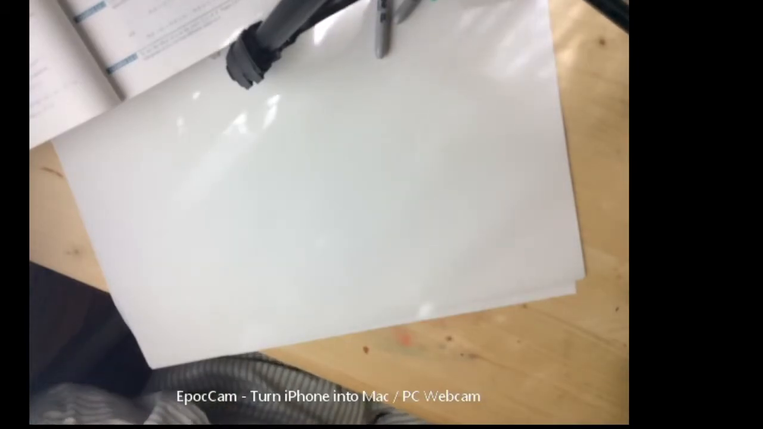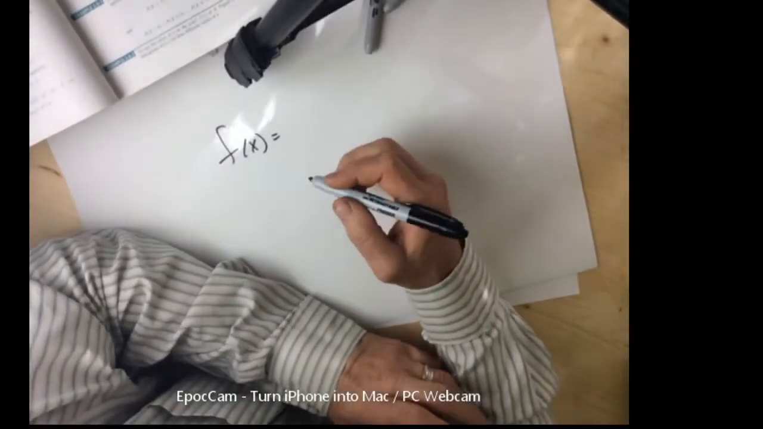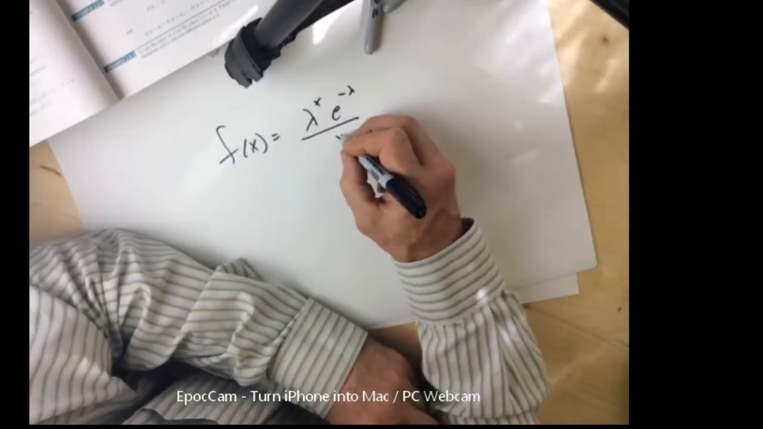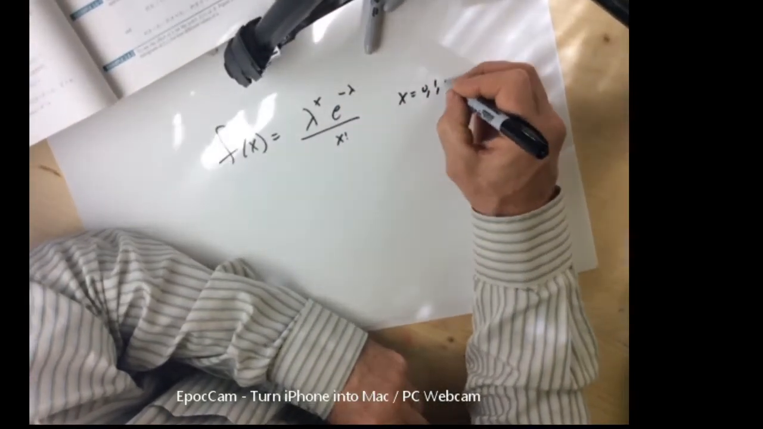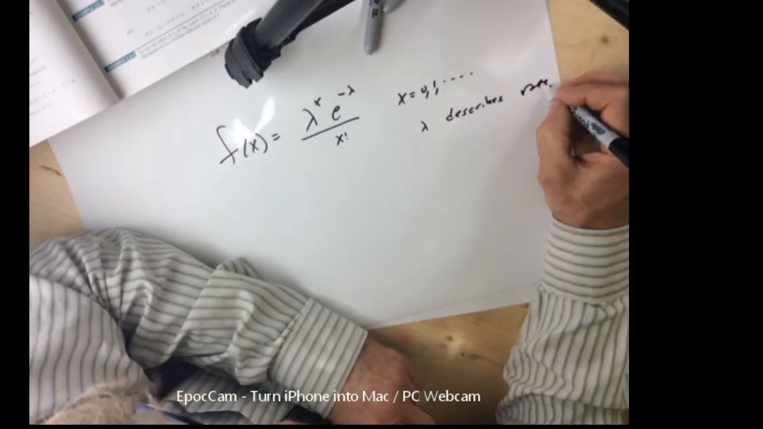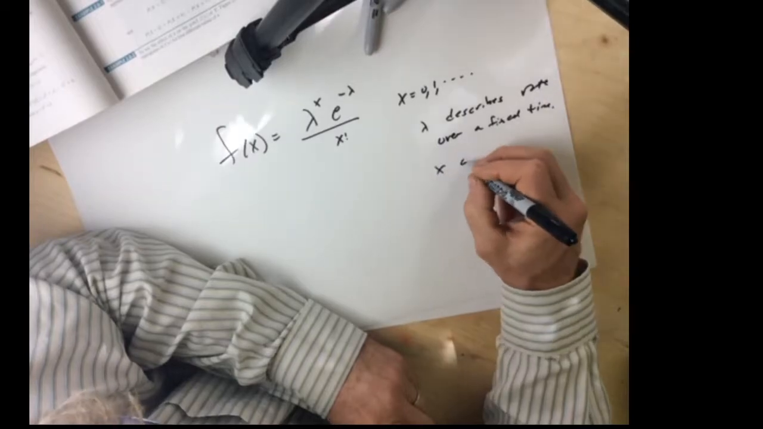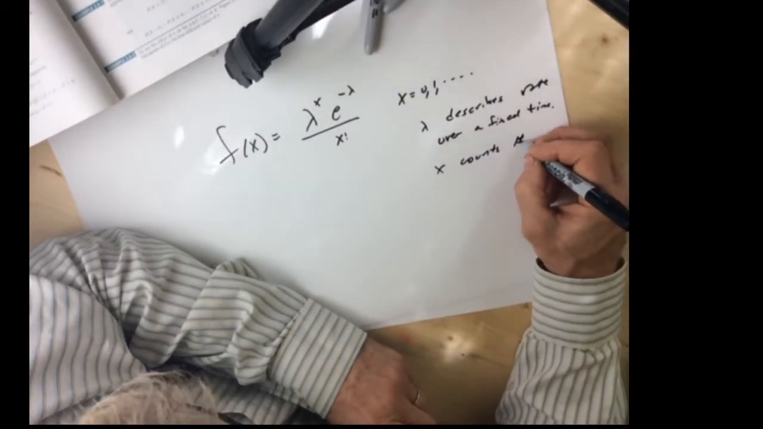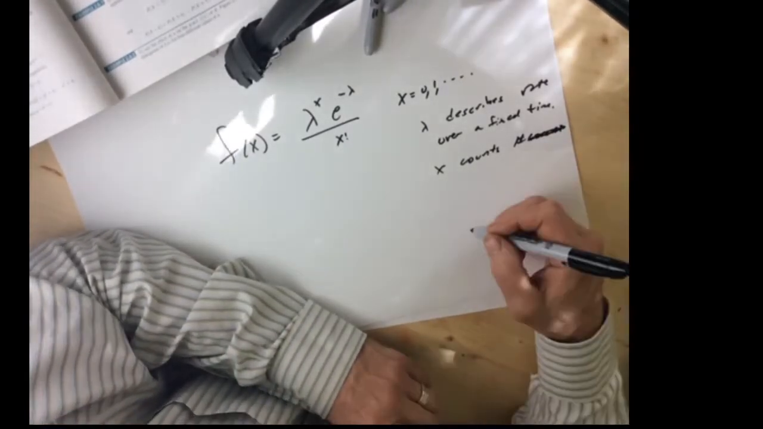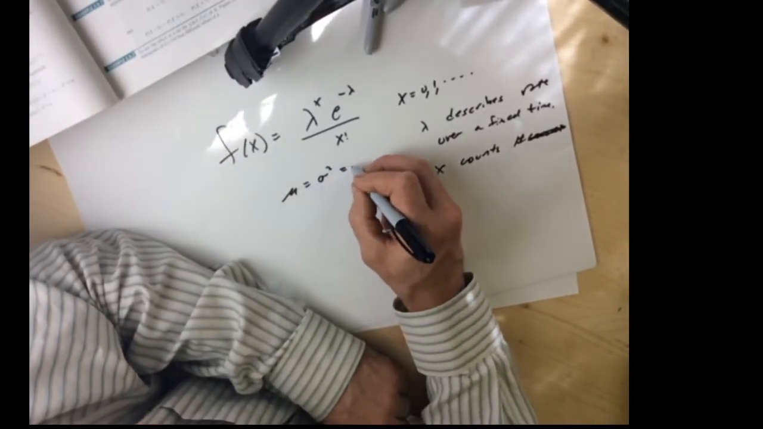So let's go back to this Poisson distribution statement that f of x, which is this descriptive process, which we'll go through again, is e to the minus lambda lambda to the x over x factorial, x equals 0, 1, and so on. Lambda describes a rate over a fixed time. X counts the number of occurrences. And we discover that mu equals sigma squared equals lambda.